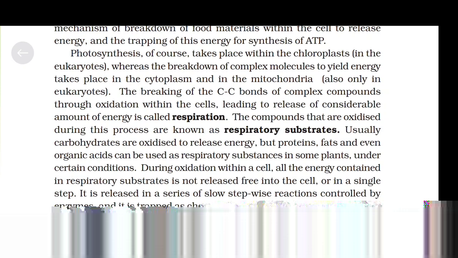Glycerol would enter the pathway after being converted to PGAL. The proteins would be degraded by the proteases and the individual amino acids after deamination, depending on their structure, would enter the pathway at some stage within the Krebs cycle or even as pyruvate or acetyl-CoA.